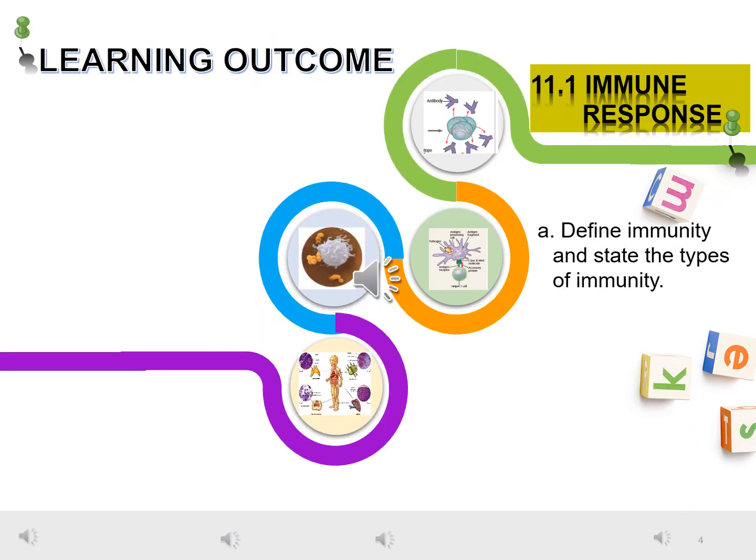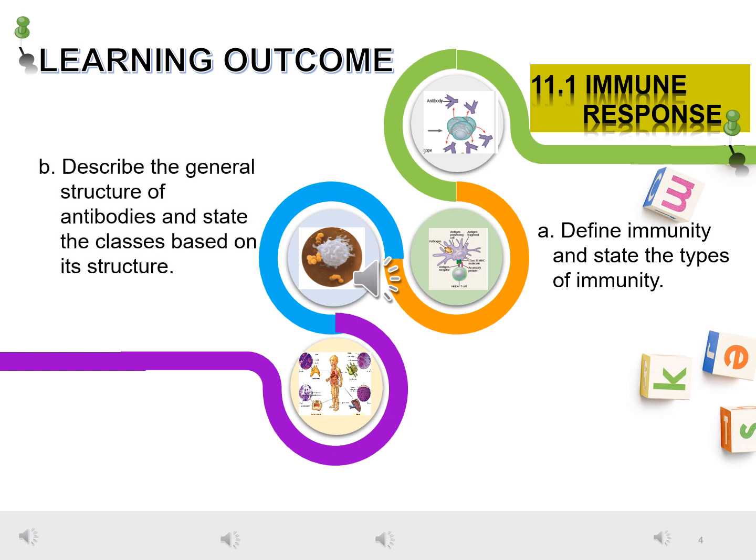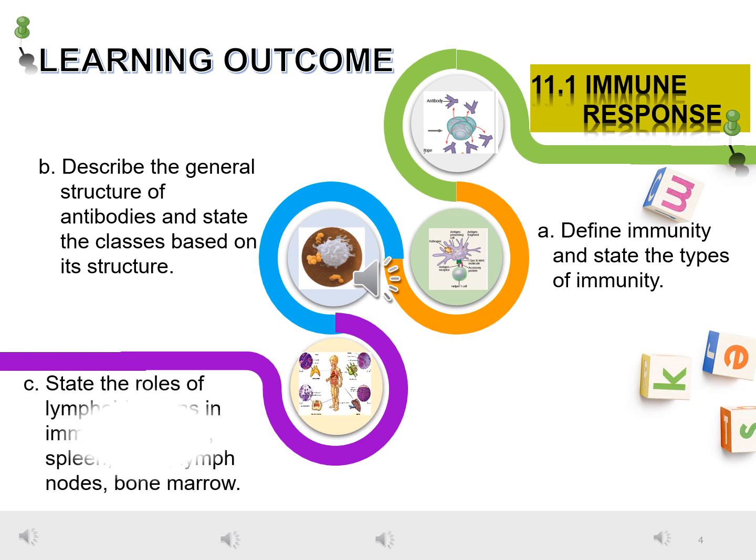There are four learning outcomes for subtopic 11.1 immune response. The first LO is to define immunity and state the types of immunity. Second LO is to describe the general structure of antibodies and state the classes based on its structure. Next LO is to state the roles of lymphoid organs in immunity, which is thymus, spleen, tonsil, lymph nodes, and bone marrow.